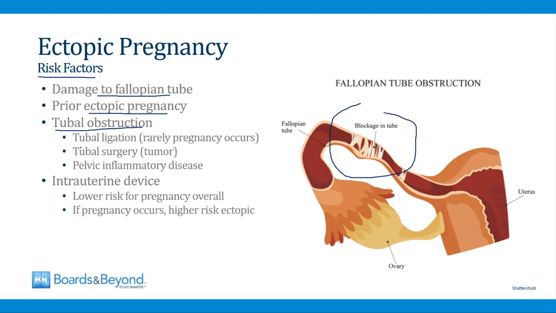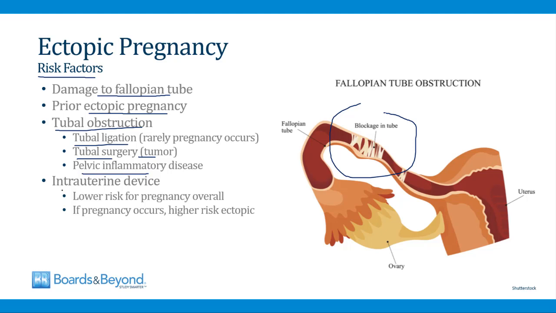So for example, women who have had a tubal ligation, they rarely get pregnant, but if they do, it's often an ectopic pregnancy. Women who have had tubal surgery, for example, removal of a tumor, can have scarring that leads to ectopic pregnancy. And any woman who's had pelvic inflammatory disease, which I talk about in another video, these women are at increased risk for ectopic pregnancy.